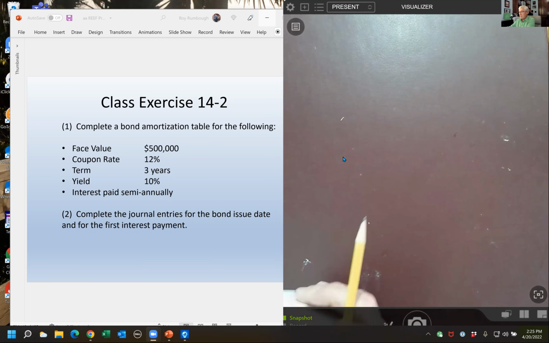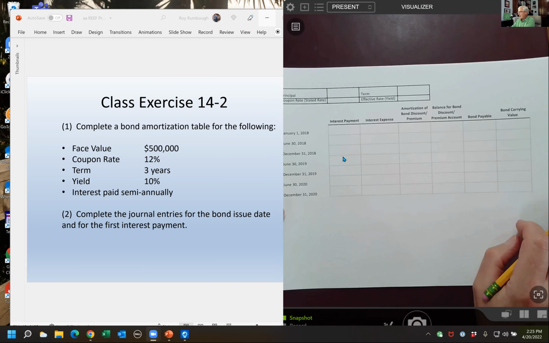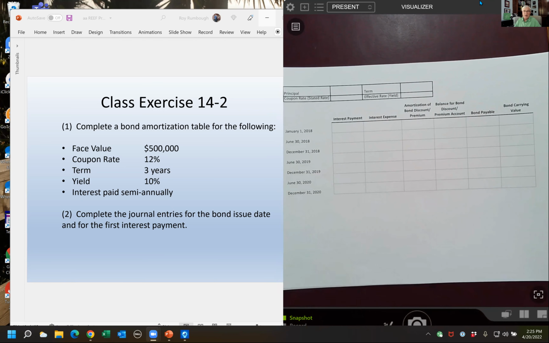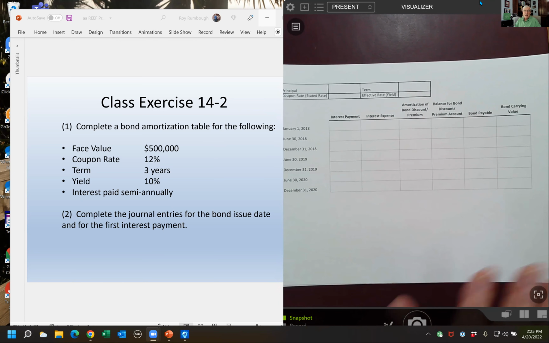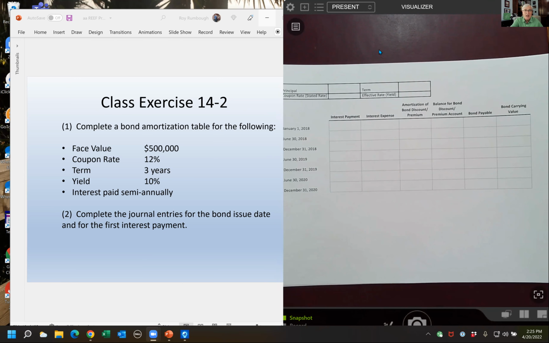So with that, I made it a little easier for myself today, in that I have a little template. And for my students, this template is available for you on Canvas if you want to print these out and work it. So with that, let me get rid of my little floating meeting controls panel here. I would strongly suggest that you pause your video and go try to complete this.